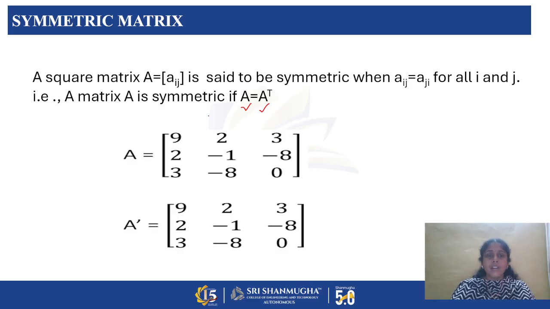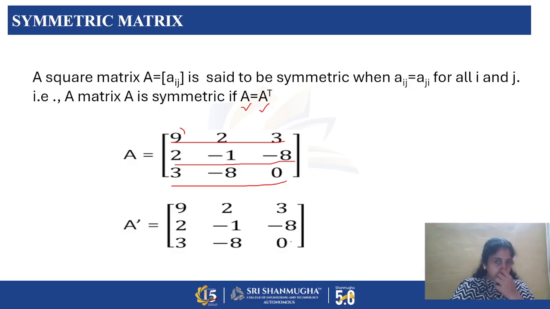See the example matrix. A is 9, 2, 3; 2, minus 1, minus 8; 3, minus 8, 0. When I interchange the first row 9, 2, 3 into the first column, it remains 9, 2, 3. The second row 2, minus 1, minus 8 becomes the second column. 3, minus 8, 0 becomes the third column. So A and A transpose are the same. This type of matrix we call a symmetric matrix, which is very essential for the upcoming classes. We will define more about this symmetric matrix.